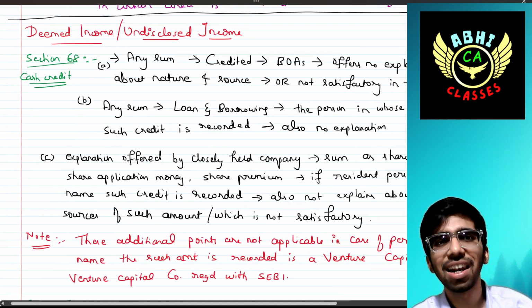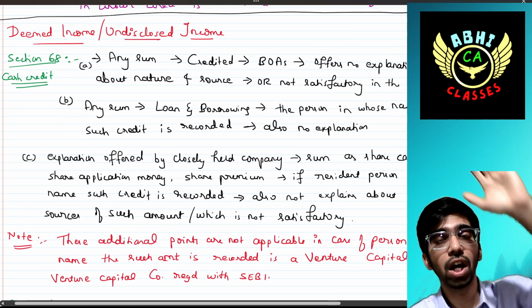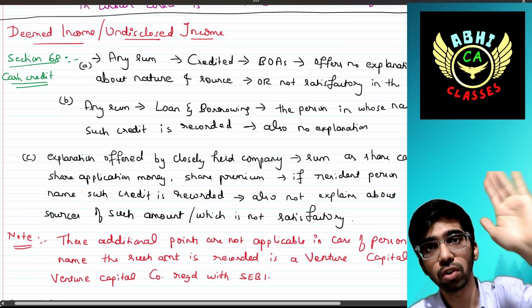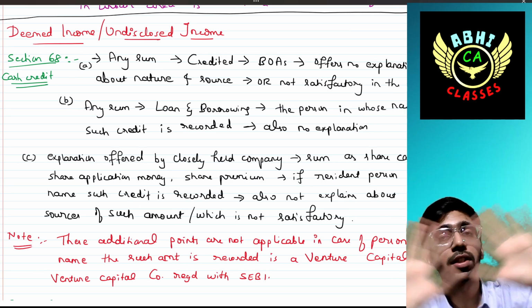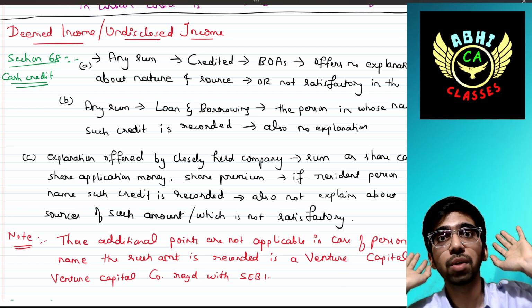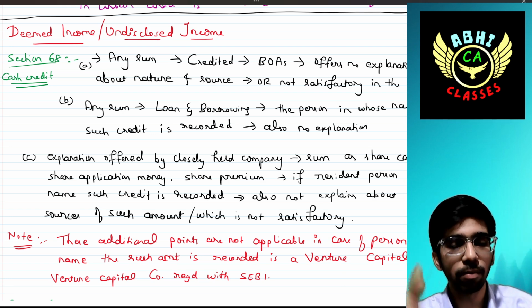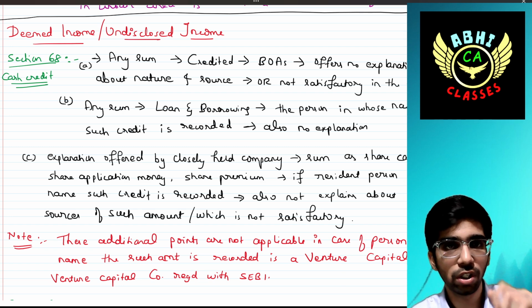Simple. Next, the last concept that we have discussed in the first portion of this chapter: deemed income and undisclosed foreign asset, undisclosed asset, the tax rate is 60%. Remember, right? First, section 68.